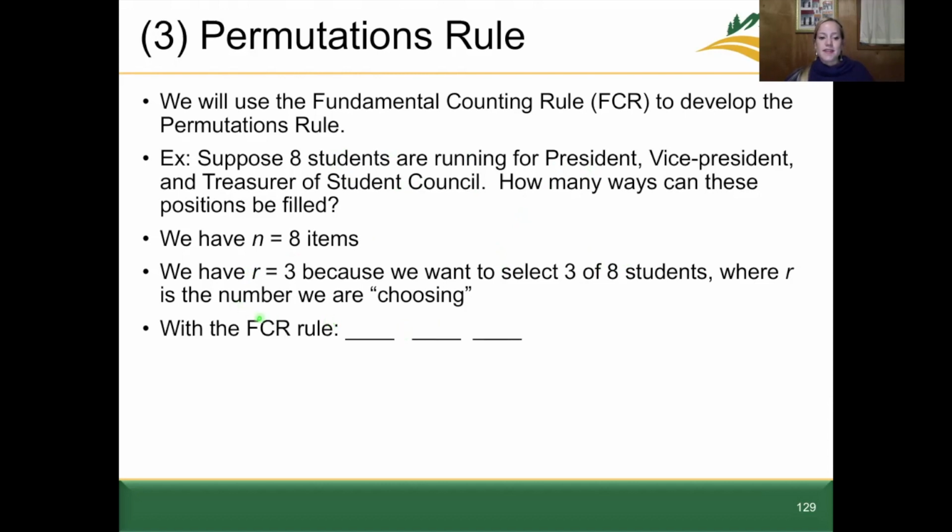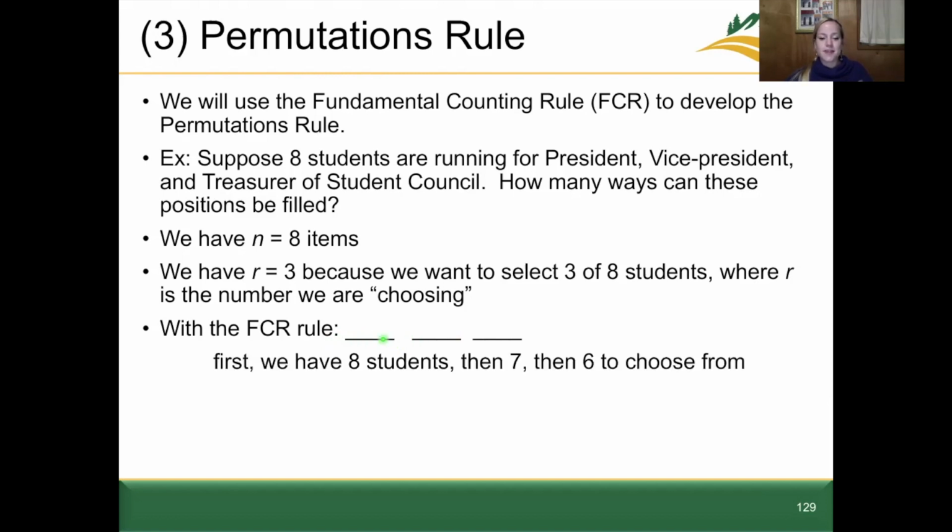So with the FCR rule, and again, this is what I mentioned for a tip for writing out these different events where this could represent president, this vice president, and this treasurer. So here we write these lines out to kind of help us think through the different possibilities.